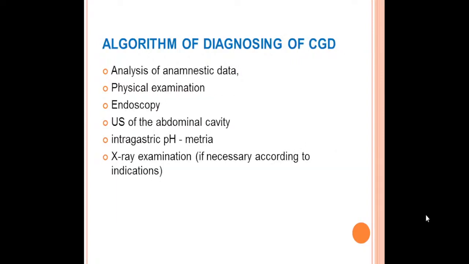Algorithm of diagnostics of chronic gastroduodenitis or chronic gastritis. First of all, it is the classic clinical examination. Analysis of anamnesis data is very important. Ask what initiated the gastritis symptoms, pain syndrome, dyspeptic syndrome, and what the provoking factors were.